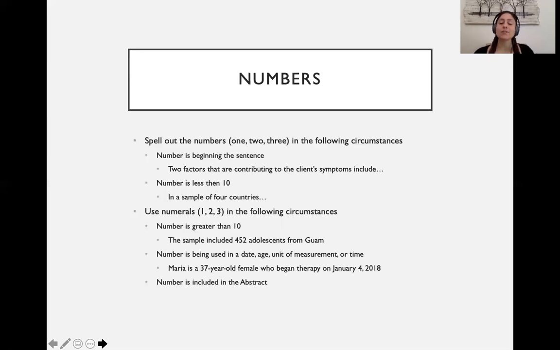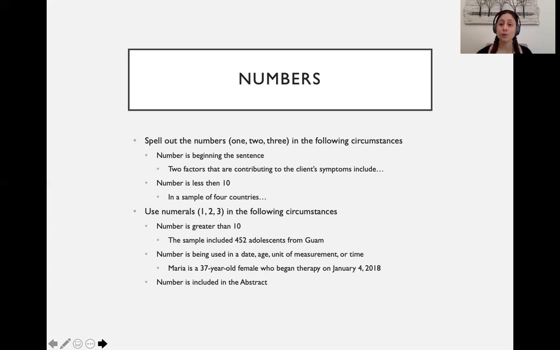Okay, numbers. There's another rule that APA gives us with numbers. You want to spell out numbers if the number is at the beginning of the sentence. This one makes sense, right? So if the beginning of the sentence is a number, like 2 factors, then you would spell it out, two. Or if the number is less than 10. So in a sample of 4 countries, there are 5 different strategies, something like that. You want to write it out.